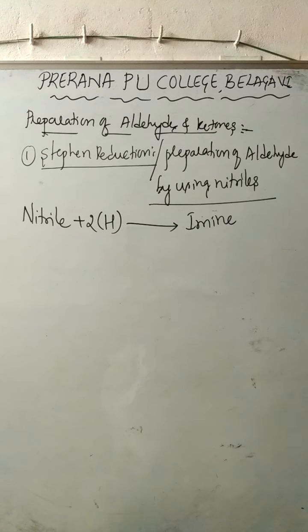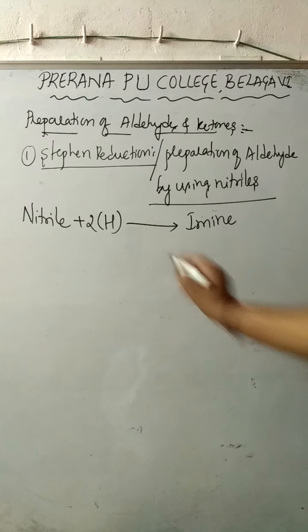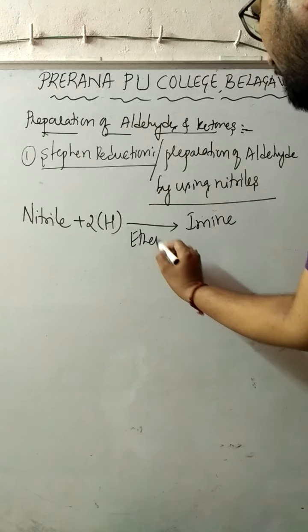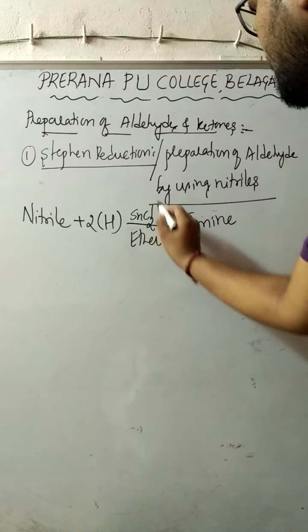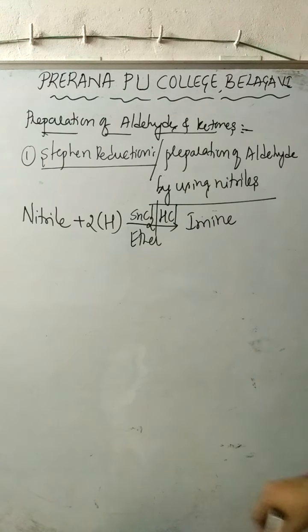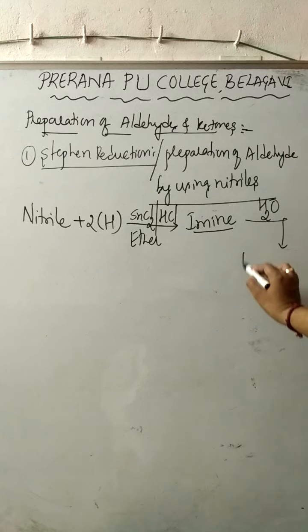intermediate. This imine intermediate is obtained by maintaining ether medium in the presence of stannous chloride and HCl. So stannous chloride and HCl is the medium involved. This imine intermediate, upon hydrolysis, gives rise to aldehyde as the major product. Now the question comes, how to understand the reaction with reference to a reduction called Stephen reduction.